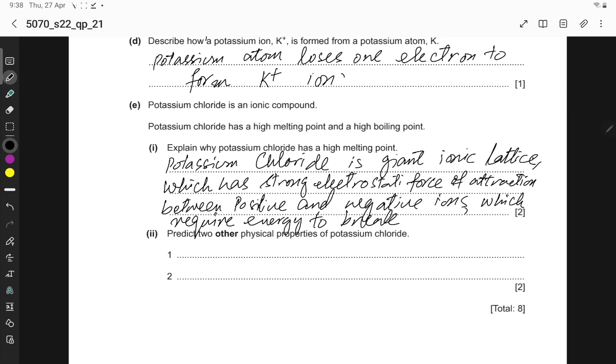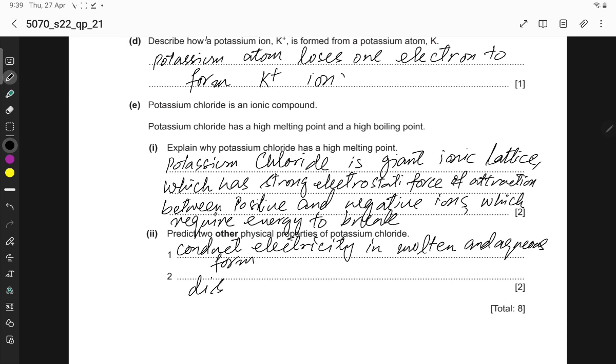Predict two other physical properties of potassium chloride. Two others: conduct electricity in molten and aqueous form. Dissolve in water.